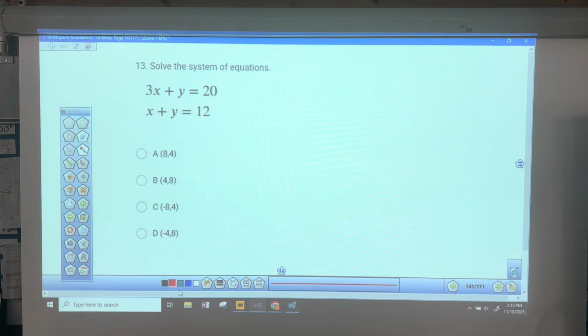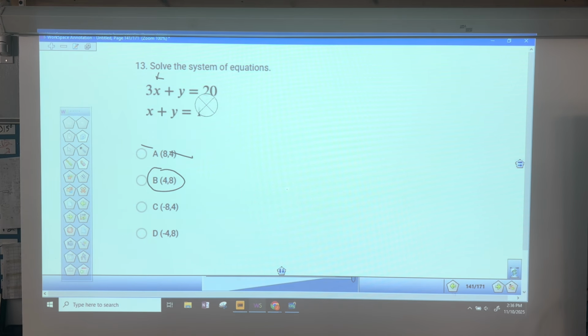Systems of equations. One technique would be to plug in 8 and 4. So 3 times 8 is 24, plus 4 is 28. Does 28 equal 20? No. So it can't be choice A. 4, 8. 3 times 4 is 12, plus 8. So 12 plus 8, yeah, that equals 20. Let's try the next one. So if we plug in a 4 here and an 8 here, 4 plus 8 equals 12. So it would have to be choice B.